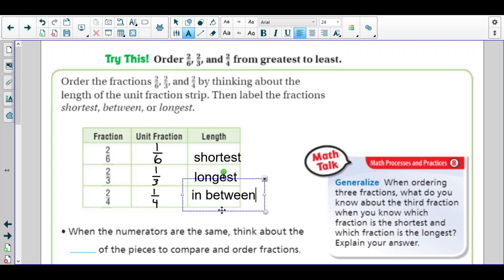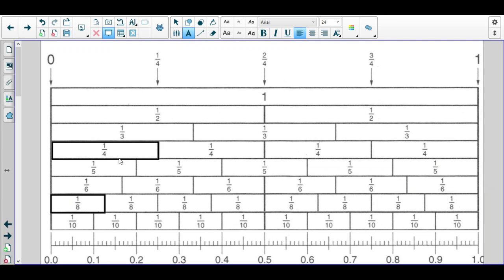Okay? But don't take my word for it. We can go and look at 1/6 as a unit fraction here. All right, so here is 1/6. Here is 1/3, and then 1/4. All right, so our 1/3 is out there the longest, and our 1/6 is back here.